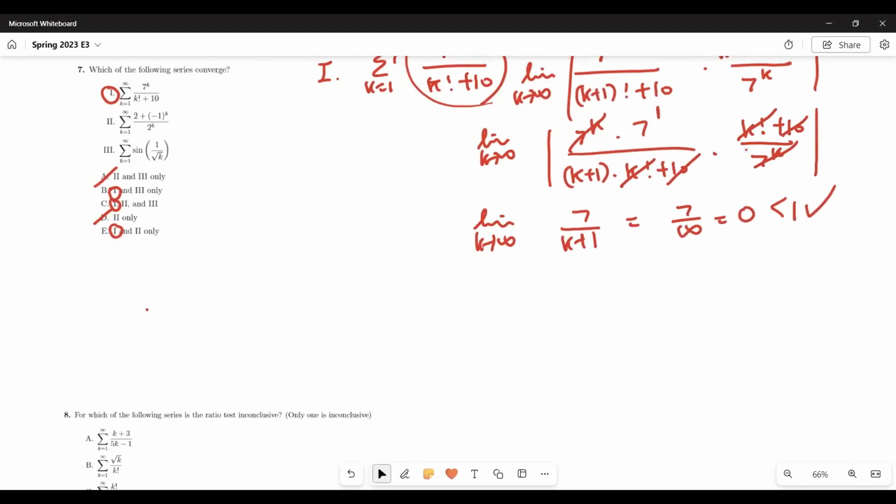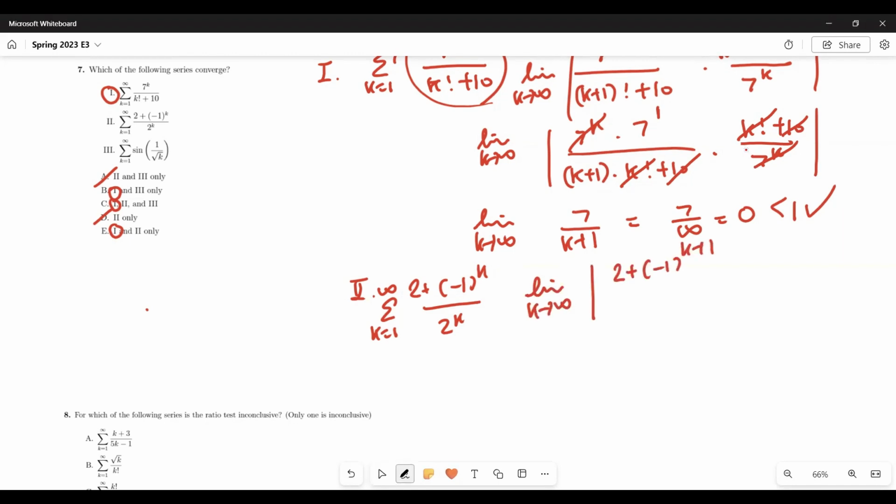So let's look at the second option. The second option is 2 plus negative 1 to the k over 2 to the k. I'm going to use the ratio test again. I love the ratio test. I think it's the simplest one, honestly, to me at least. The limit as k goes to infinity of 2 plus negative 1 to the k plus 1 power over 2 to the k plus 1, divided by the original, which means you just have to flip it. So this is 2 plus negative 1 to the k in the denominator, and the other denominator will be 2 to the k.